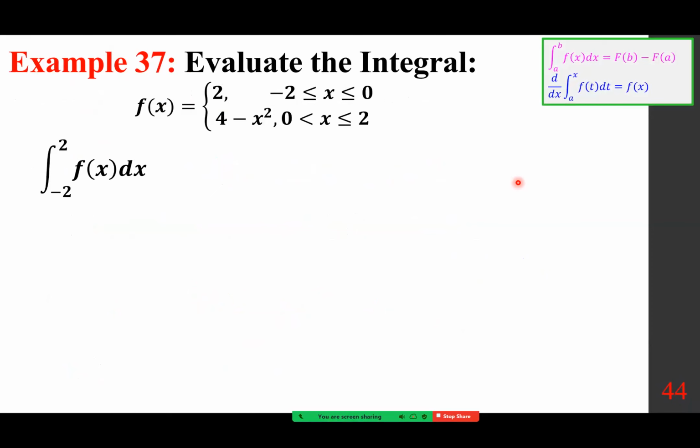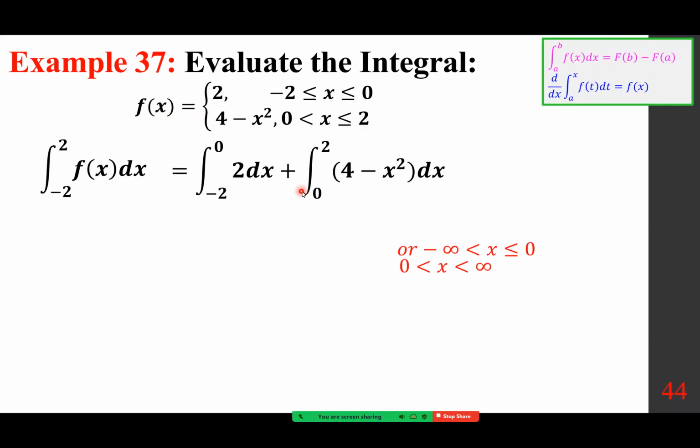Now, we want to take the integral of this function f of x from negative 2 to positive 2. It is defined as a piecewise function. F of x is 2 between negative 2 and 0, and 4 minus x squared from 0 to 2. So we do exactly the same. We cut it from negative 2 to 0, and then from 0 to 2. If it were defined from negative infinity to 0 and then 0 to infinity, we would do exactly the same thing here, okay?